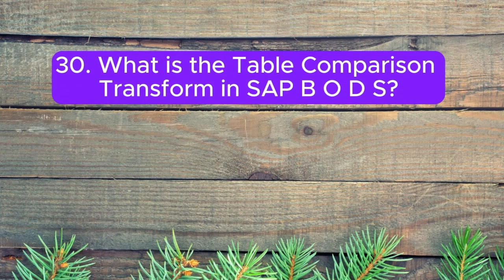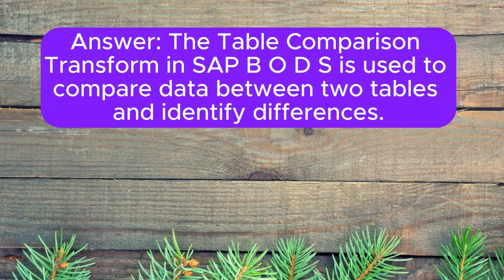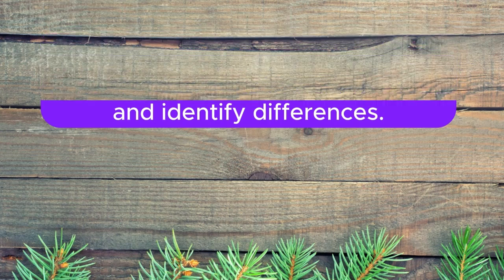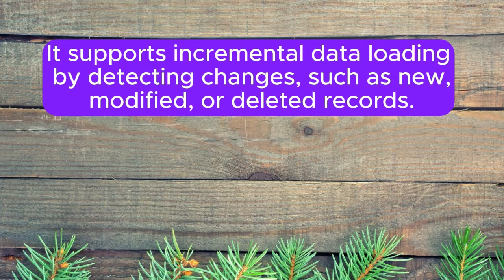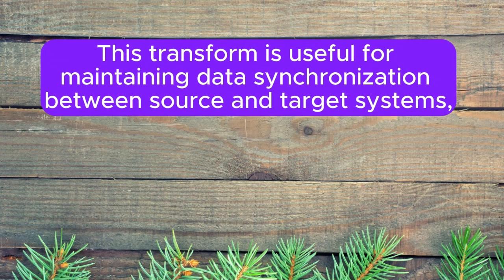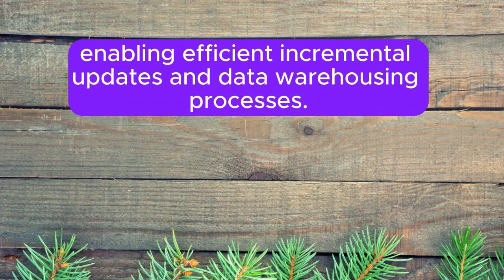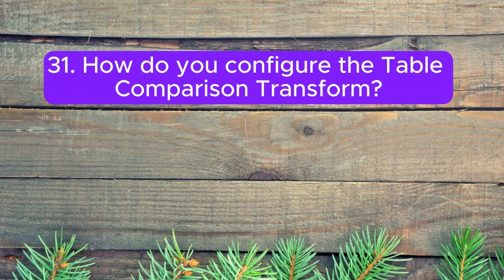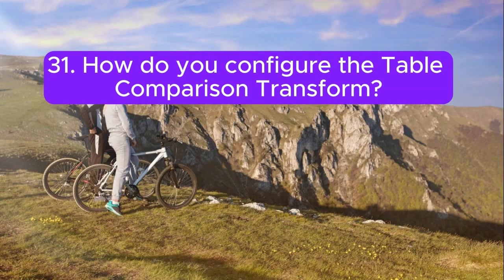30. What is the table comparison transform in SAP BODS? Answer: The table comparison transform in SAP BODS is used to compare data between two tables and identify differences. It supports incremental data loading by detecting changes, such as new, modified, or deleted records. This transform is useful for maintaining data synchronization between source and target systems, enabling efficient incremental updates and data warehousing processes.